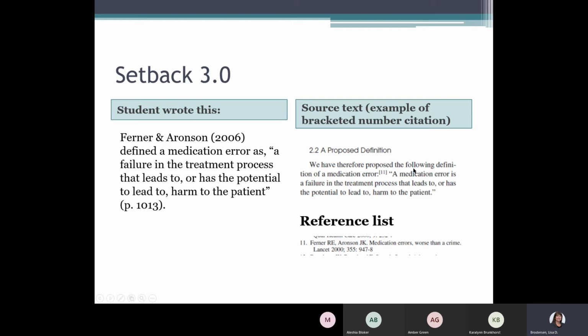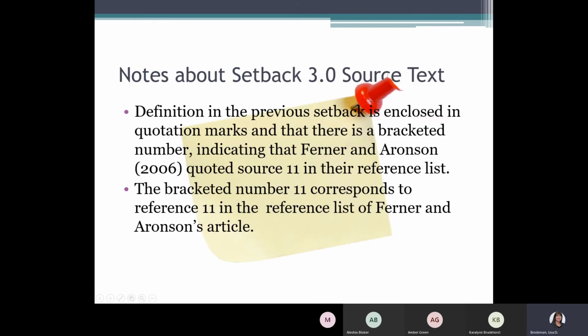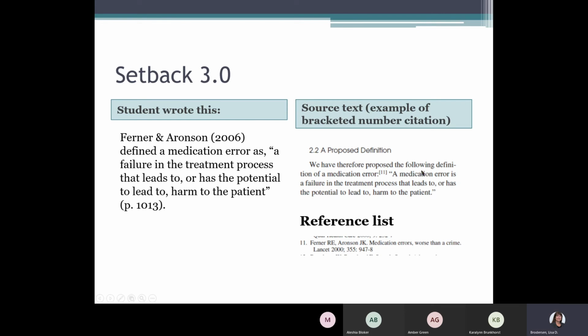We have therefore proposed the following definition of a medication error. A medication error is a failure in the treatment process that leads to or has the potential to lead to harm to the patient. Okay. And the authors here, Ferner and Aronson, have credited source 11. And here's an example of a bracketed citation. And this is source 11 in Ferner and Aronson's reference list.